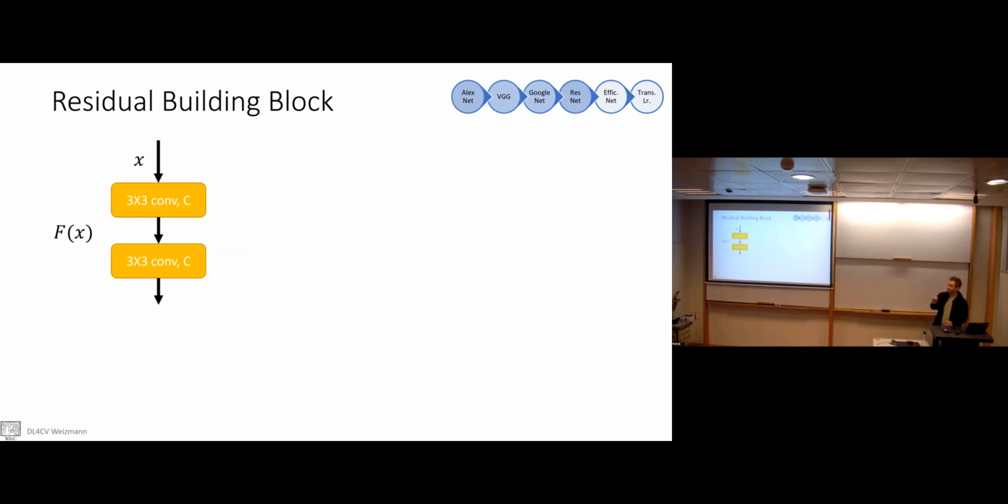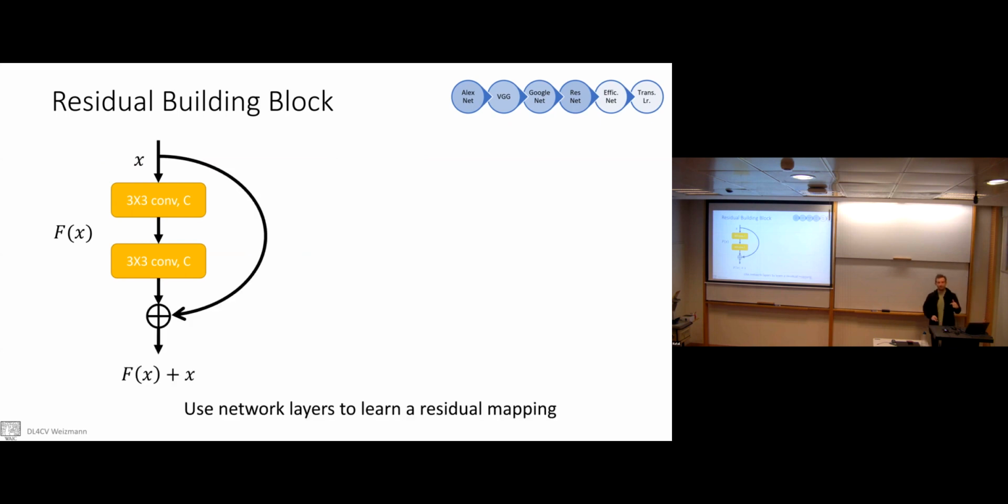This is the original building block, as we saw before: given an input x, you transform it with convolutional layers, and this is your output f of x. But they wanted to encourage the network to use the identity mapping. So they did the following: they just added the input x to the output of these convolutional layers. So the actual function will not be f of x, but f of x plus x.